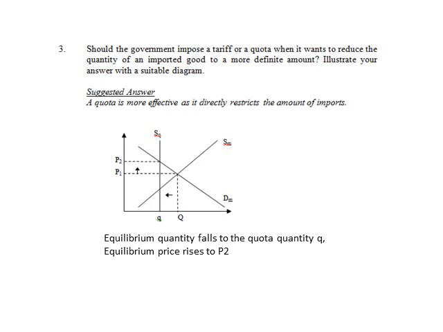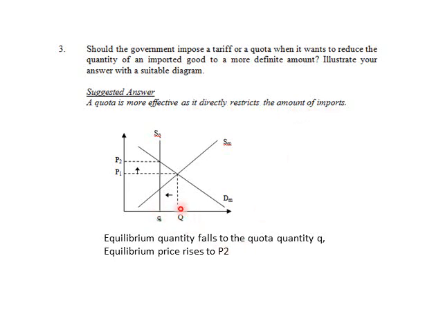Now, question 3 is on trade restriction using a tariff or a quota. You must know how to differentiate and draw the 2 diagrams. If you're not sure, please refer back to the lecture again. Now, should the government impose a tariff or quota if they want to reduce the quantity to a definite amount? You should learn from your lecture that to restrict trade to a definite amount, we use a quota. So a quota is more effective as it directly restricts the amount of imports.